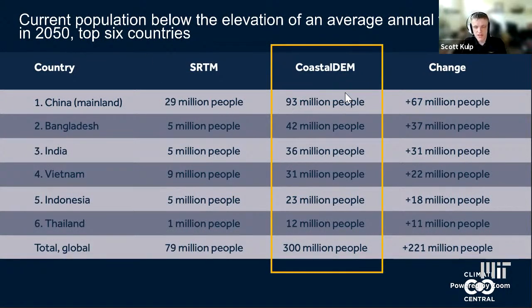So we're predicting 93 million people in China could be vulnerable, which is 67 million people more than previously thought. Bangladesh, we saw what a big difference, how different the map looks, and that's 42 compared to 5 million, and so on down the line.